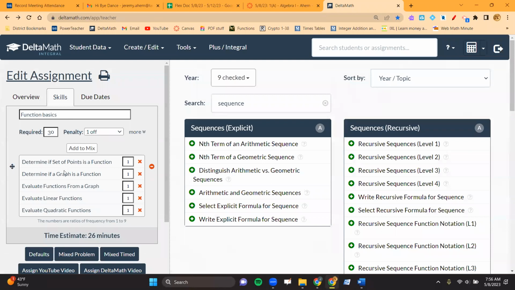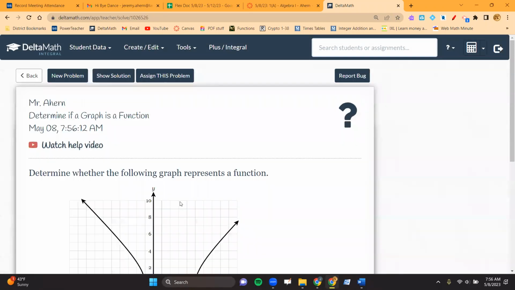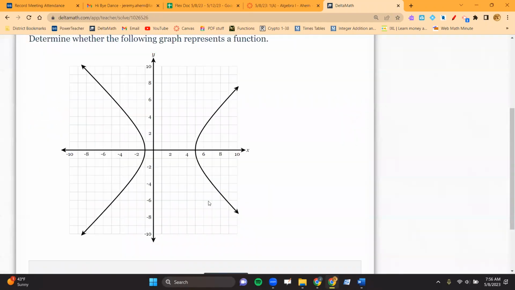Let me go back and let's click on the second section. So this time we're trying to determine if a graph is a function. And do you guys remember what to look for when it's given to you as a graph? I see you doing up and down with your finger. What does that mean? Very good. The vertical line test.